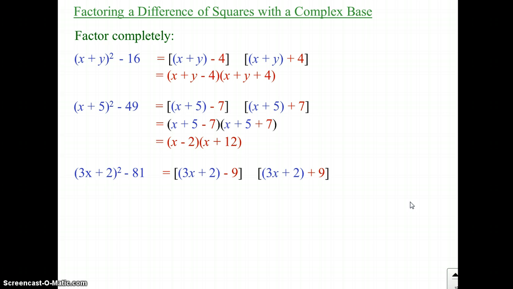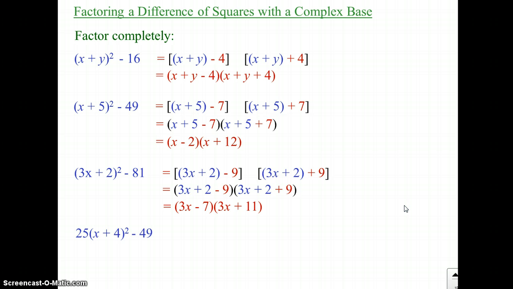Now I want to simplify inside the square brackets, eliminate the round brackets. So 3x plus 2 minus 9 gives us 3x minus 7. 3x plus 2 plus 9 is 3x plus 11. We're done factoring that complex difference of squares.